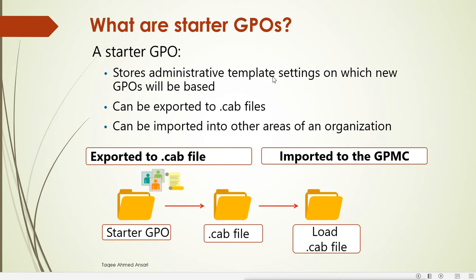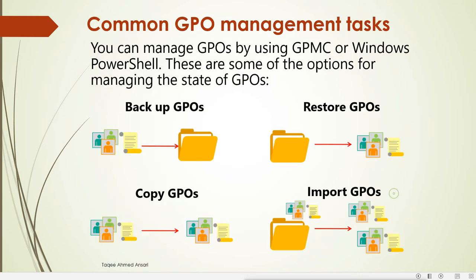This shows the administrative template settings on which new GPOs will be based, and which can be exported to .cab files. So if we have a fully configured GPO, we can export it as a CAB file, and then import it in another server or another domain as a starter GPO through the Group Policy Management Console. Then it can be imported into other areas of an organization. So these starter GPOs are like default starter templates, where some configuration or settings are predefined, which we can use to design our own GPO.